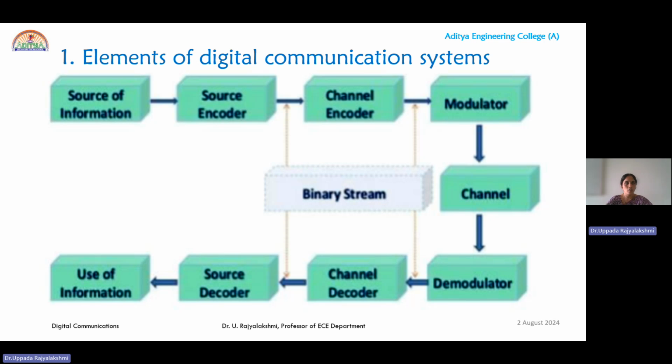So we are coming to the information. Information can be audio, video, or a data signal that we need to modulate and transmit through the digital communication system. That is our intention. In order to transmit that information, first we need to convert the analog signal into digital. For that purpose, we are using the source encoder.